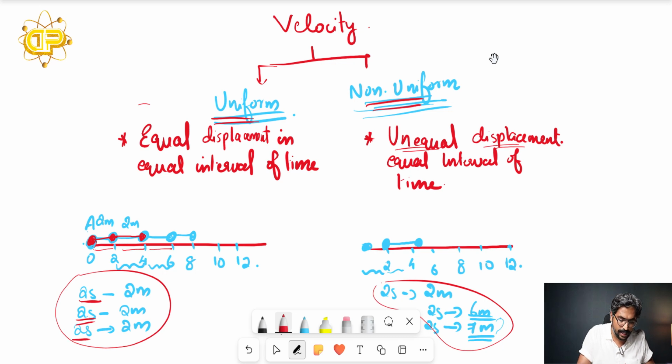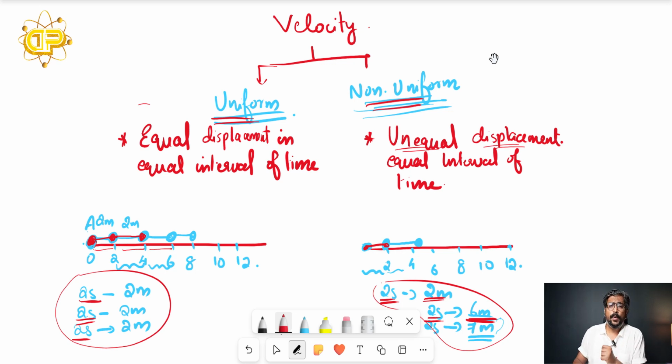And in the second case, the object has displaced 2 meters in 2 seconds, and in the next 2 seconds it has displaced more; you can see it has displaced 6 meters from the origin. That is, there is a change. The displacement is not equal throughout. So we can call it non-uniform velocity. And that's the case about uniform velocity and non-uniform velocity.